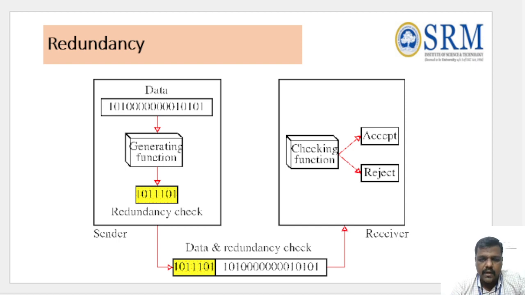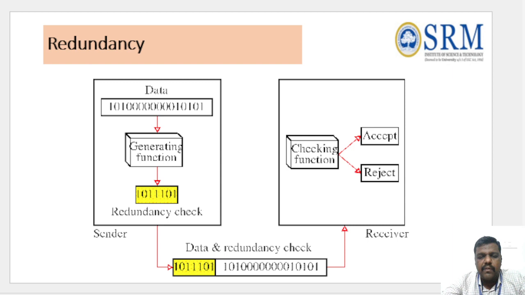As we already explained, the redundancy bit or redundancy data is used only to identify errors. So we'll be adding the data with the redundant bit, and it is transferred to the receiver. The receiver receives the data and the redundant bit, and passes that received data to a checking function. That checking function will check whether there is an error or not. If there is any error, it will reject the data. If no error is identified, it will accept the data.